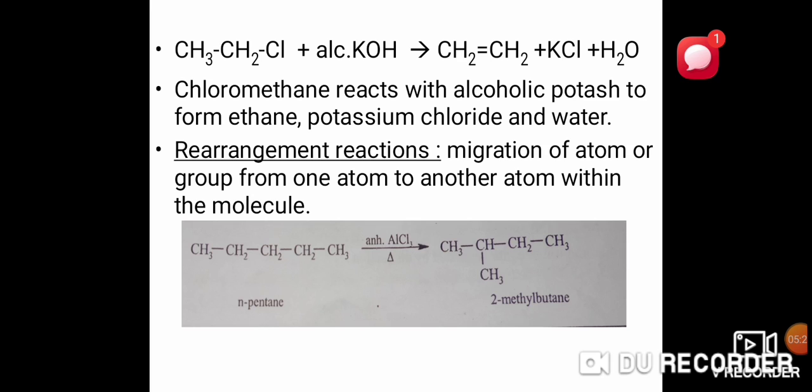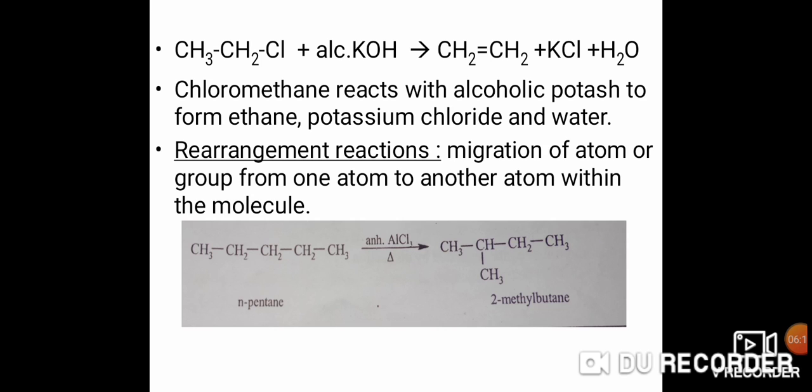In the example, ethyl chloride, that is CH3CH2Cl, when it reacts with alcoholic potash, the compounds formed are ethene plus potassium chloride plus water. The compound is chloroethane. Chloroethane reacts with alcoholic potash to form ethene, potassium chloride, and water.